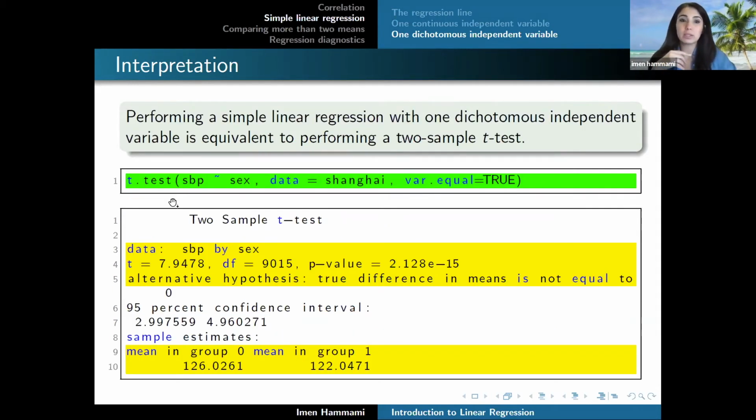Another way to do it is to use a t-test command, and you can see that it gives you exactly the same result. It gives you the mean in the males and the mean in the females, and the difference, the slope, will be the difference between the two. So to summarize, linear regression when using one binary variable is nothing more than a t-test. It's exactly the same thing as a t-test. So you might ask me, why are we then using a regression instead of a simple t-test? There are so many reasons for that.